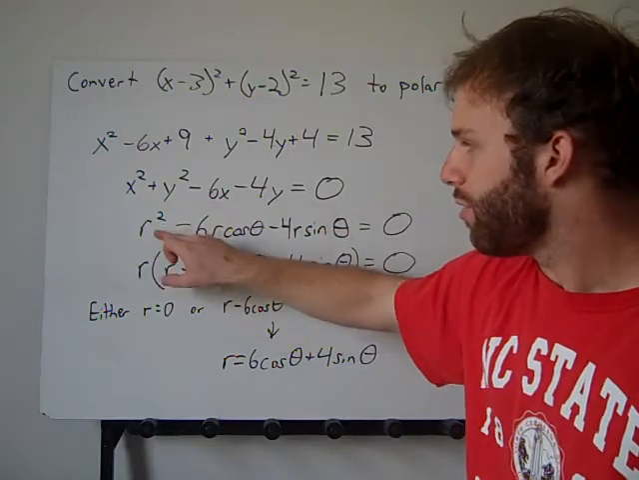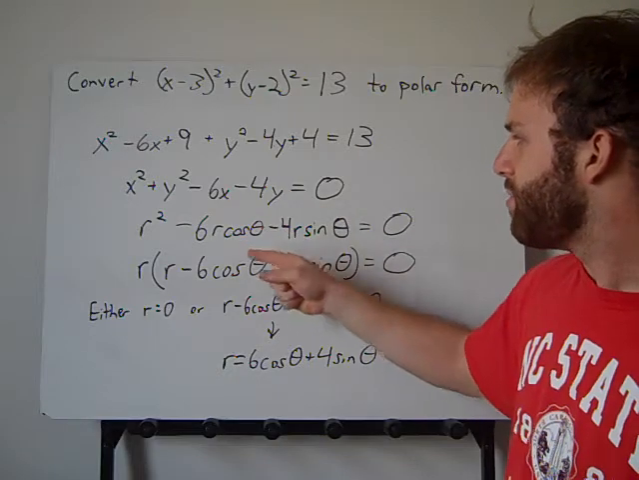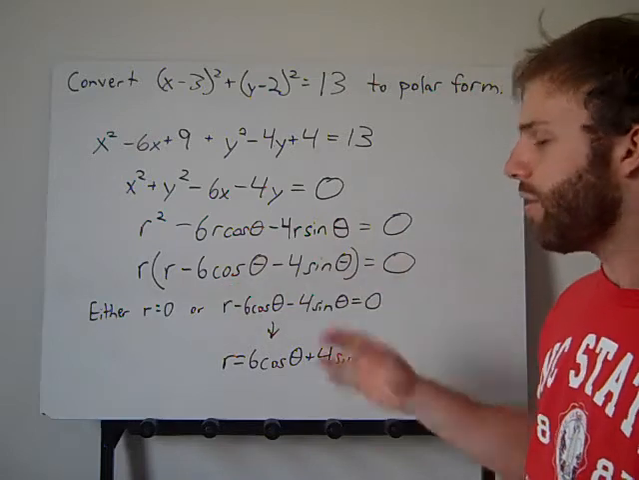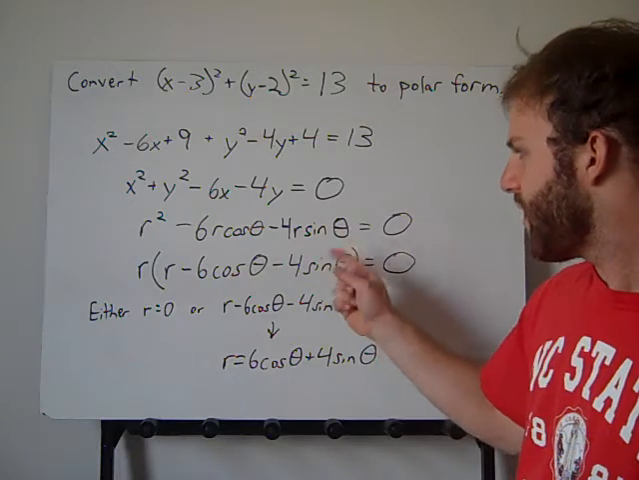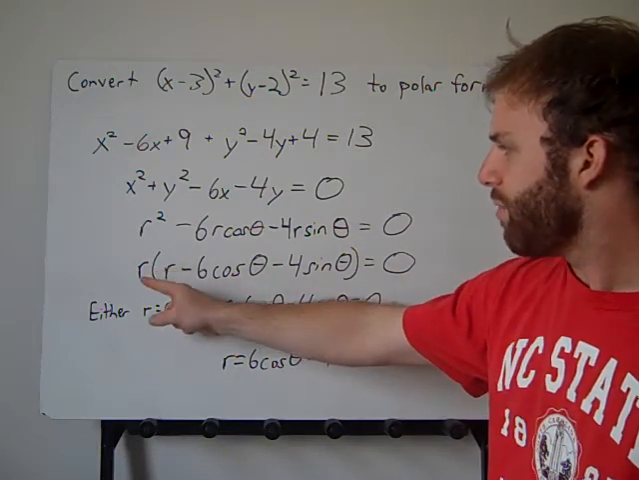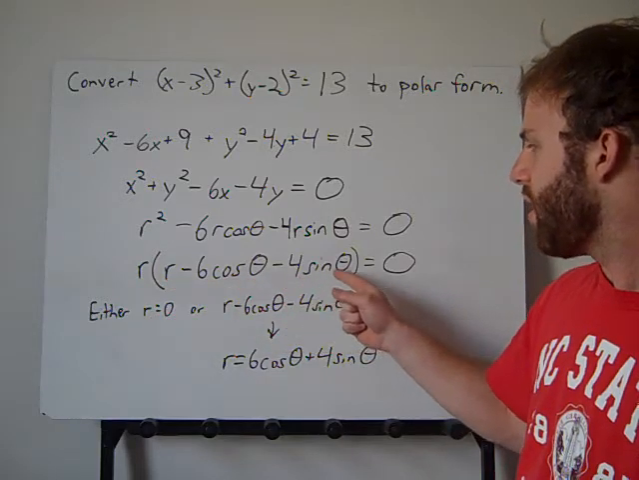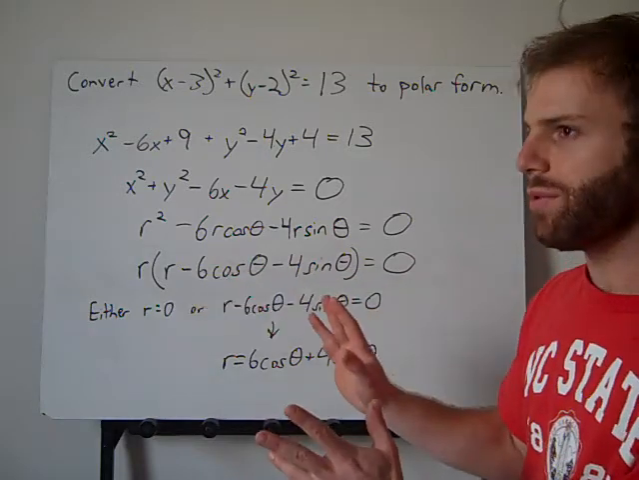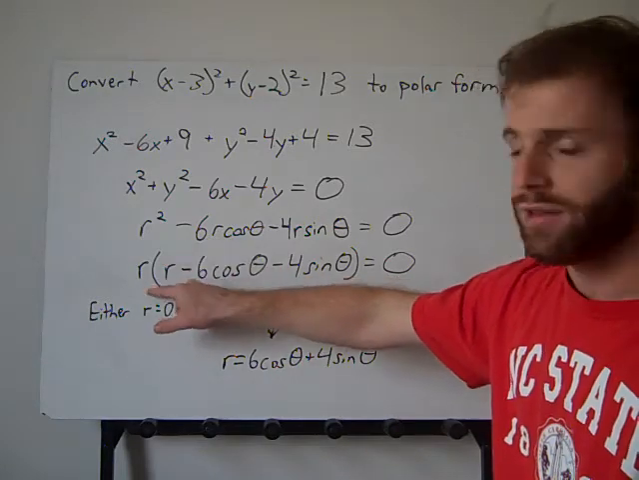We know that's equal to r squared, so we'll put the r squared right there, and we can take x and y and substitute r cosine theta and r sine theta in for those. So that's what we're left with here. If you notice, we've got an r in each term, so we can take out the r and put that here. So we've got r times r minus 6 cosine theta minus 4 sine theta. And this is kind of like when you are factoring and you get the variable outside.